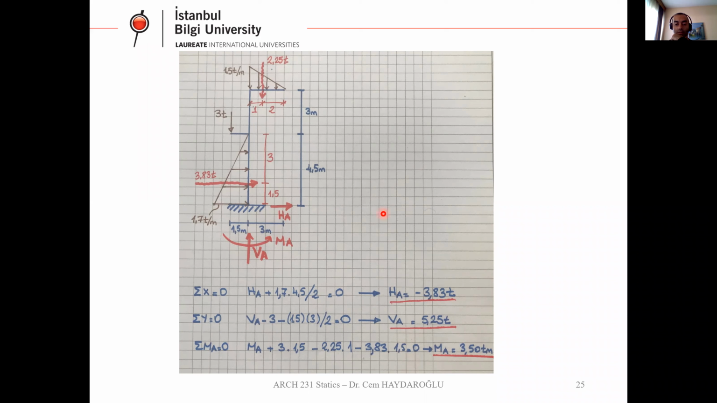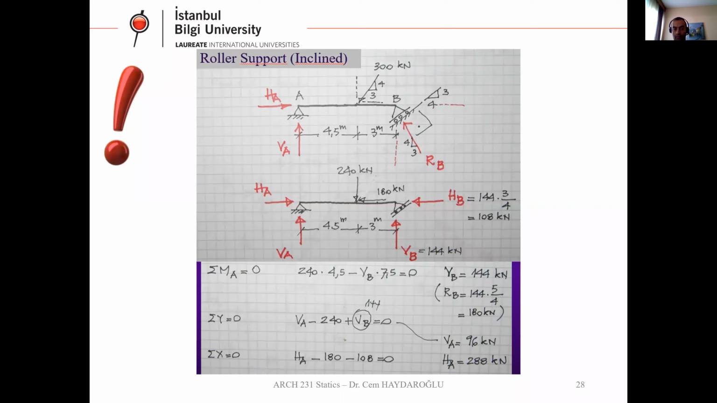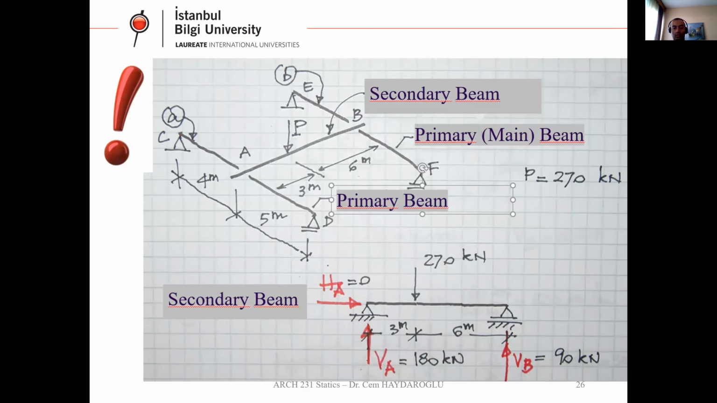Okay, ton meter. So here we have 3 unknowns, and we have just calculated all of them. Any questions so far regarding this example? No. Okay. We have 2 more examples, and then we have 3 pages, I guess, and then we are going to close the session today.